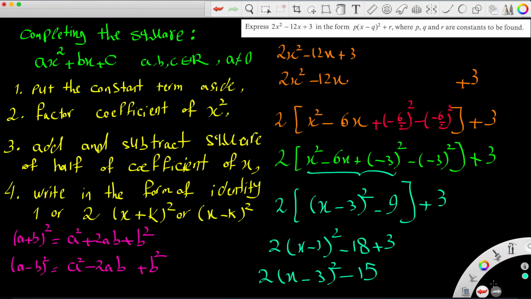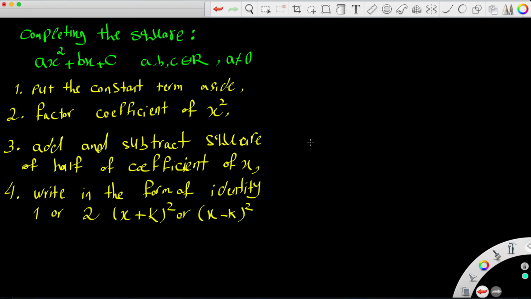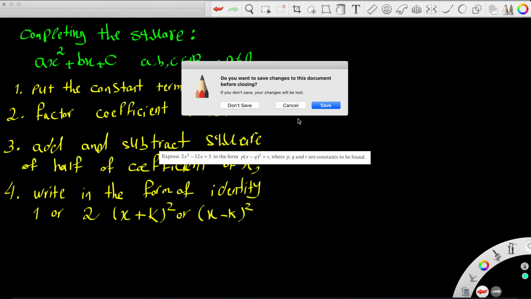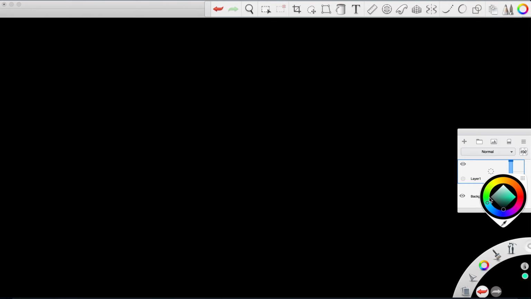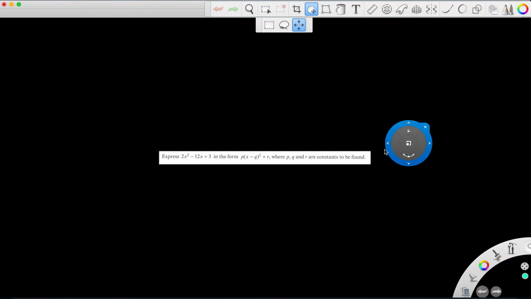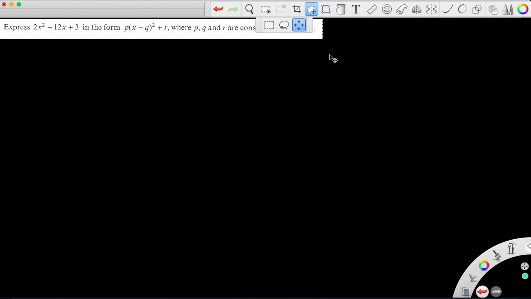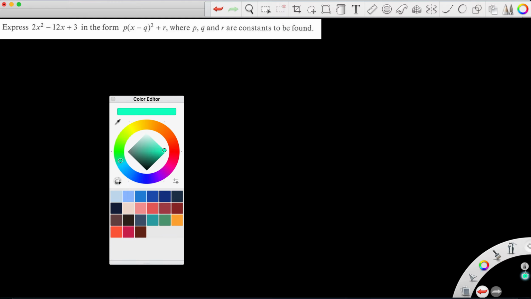Now I go for the second alternative here. I again copy the question here. Let me open a new page. Now, as you see here, the question is directly mentioning the form in which you are going to write this expression.